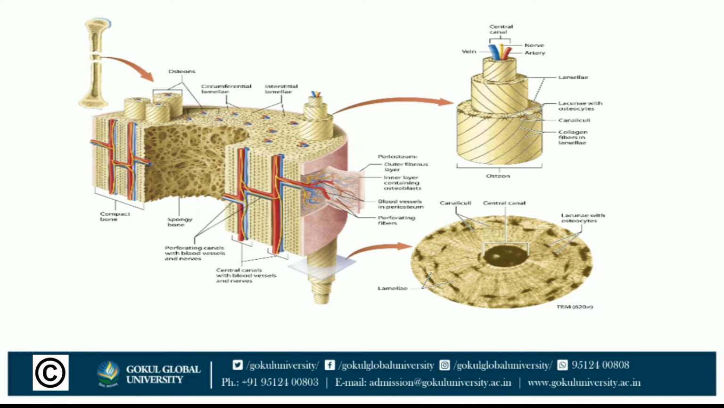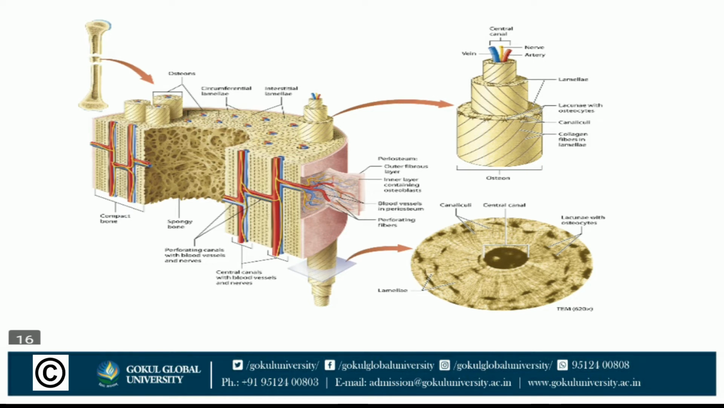In this diagram, you can see canaliculi in the round diagram. Canaliculi, central canal, lacunae with osteocytes. Then Haversian canal.